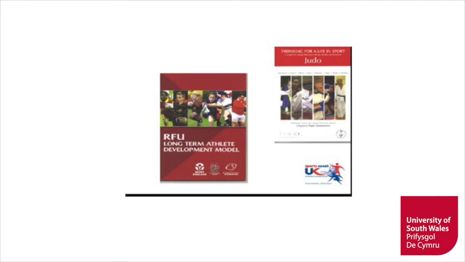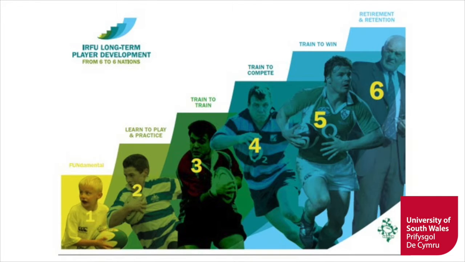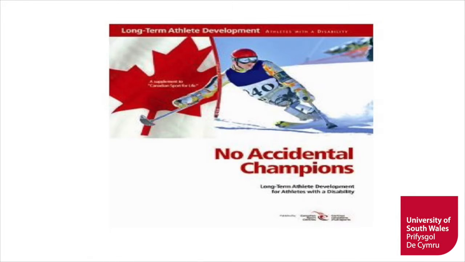So here you can see on screen we've got the RFU long-term athlete development model. Judo's developed one. Here you can see the IRFU long-term player development model. As you can see, they've changed the term to player. Obviously athlete and player are very interchangeable. It's clearly very aligned to the existing models that we've already discussed in terms of the Canadian Sport for Life model. Here's linking back into that, the Canadian long-term athlete development model. There's 'no accidental champions' as their key strapline that they've used and that they have their model developed.